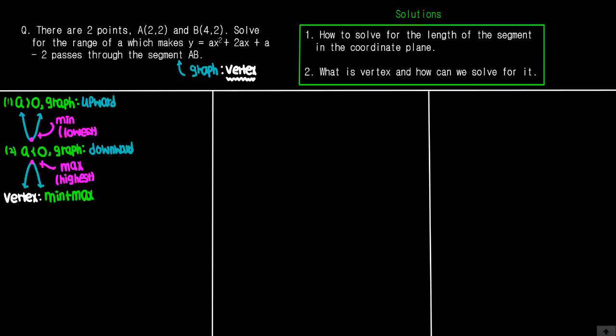In order to find the vertex, first of all, we need to convert this standard form into vertex form. But before we think about how to convert to vertex form, we need to think about what the standard form looks like. Standard form is a term such as y equals ax squared plus bx plus c. Now let's think about what each variable does.